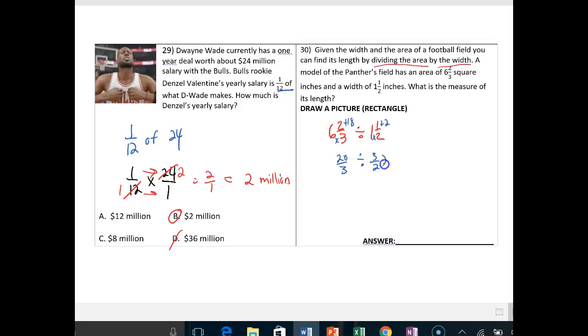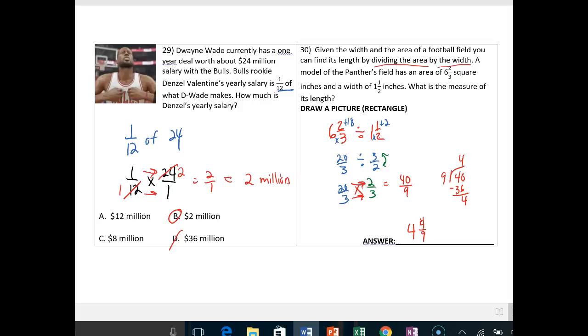Now let's go ahead and flip this guy. So you get 20 over 3. Now it's not division anymore, it's times, flipped, becomes 2 over 3. Look to cross cancel, can't do it. Multiply straight across. You're going to get 20 times 2 is 40. 3 times 3 is 9. 9 goes into 40 4 times, because that's 36, with 4 left over. So 4 4/9.